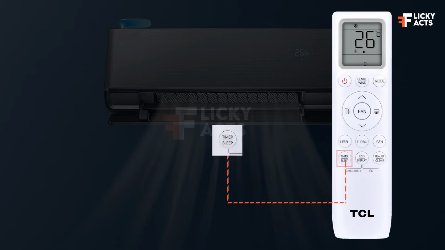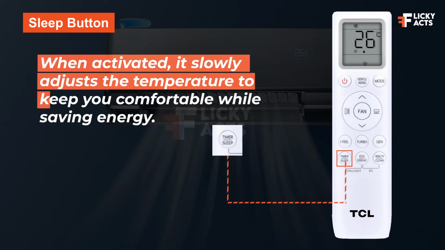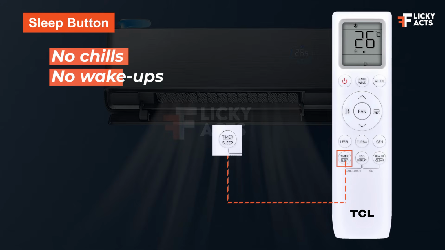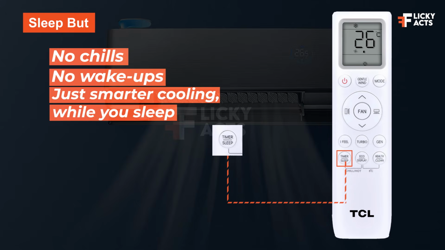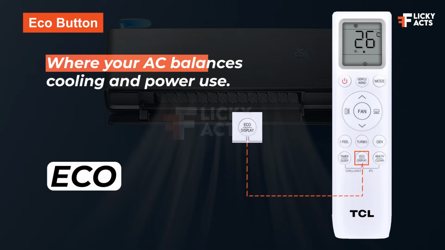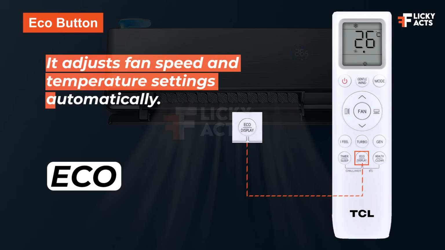Sleep mode is designed for a restful night. When activated, it slowly adjusts the temperature to keep you comfortable while saving energy. No chills, no wake-ups, just smarter cooling while you sleep. Pressing the Eco button activates energy-saving mode, where your AC balances cooling and power use. It adjusts fan speed and temperature settings automatically.